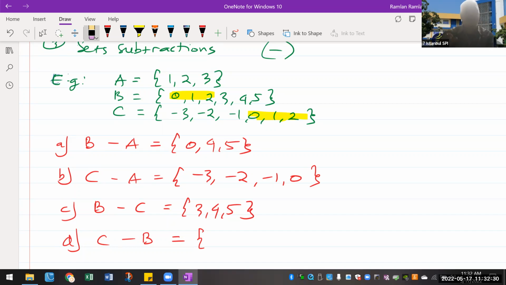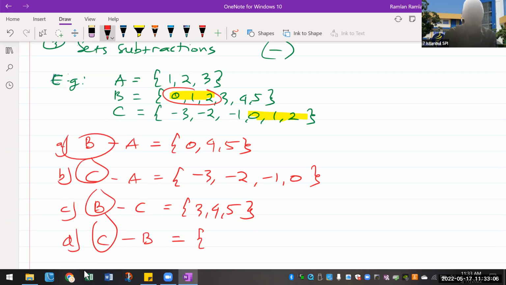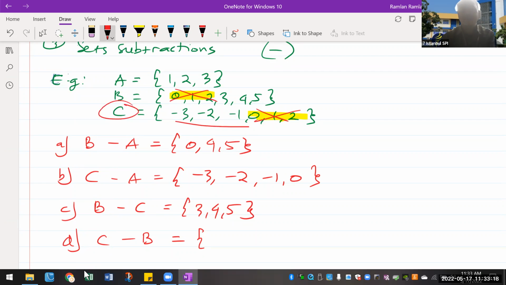The first thing we need to do is find the same elements from B and C, because we're talking about set B and set C. The same elements from B and C are 0, 1 and 2. Then you just write the elements of C. Why C? Because C is the one being subtracted by B. So write C, not B, the one in front. Rewrite all its elements except the ones that are the same, 0, 1, 2, don't write those. So only this remains, since we're talking about C: -3, -2 and -1. The method is very easy.